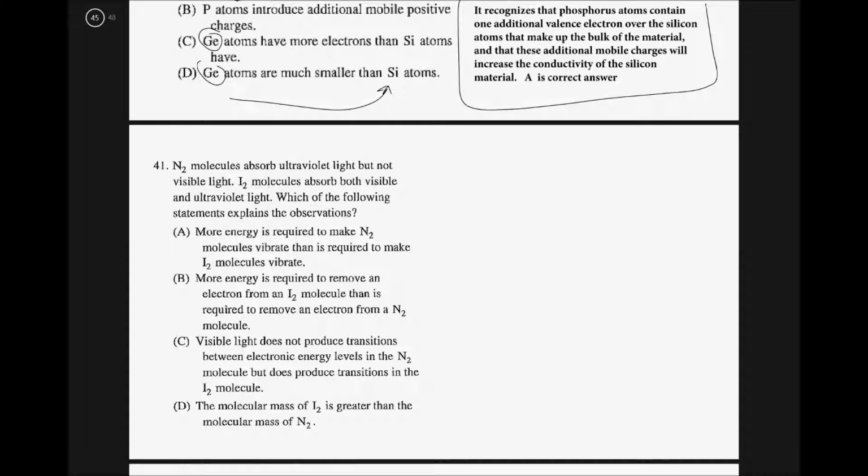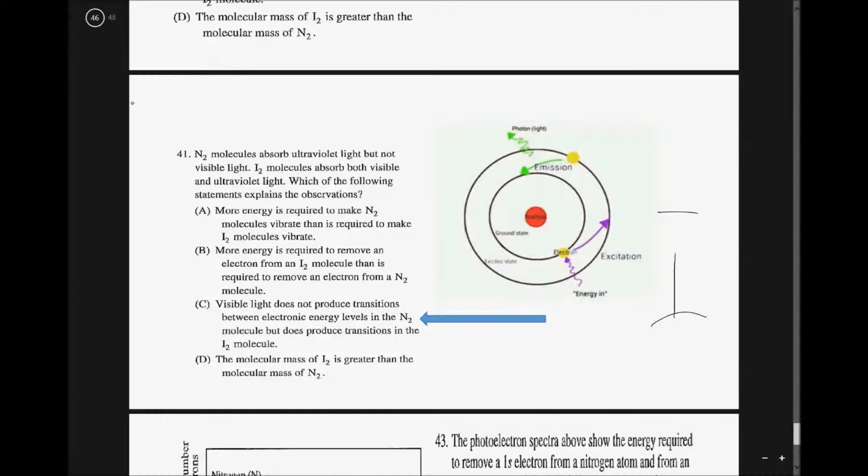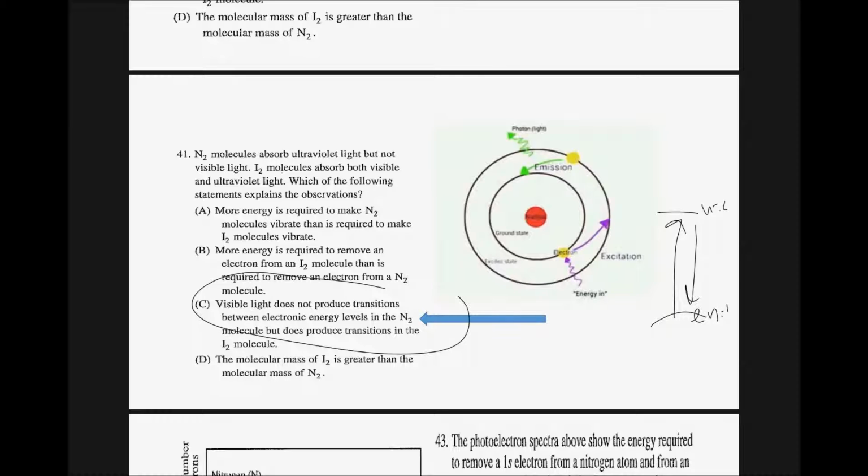N2 molecules absorb ultraviolet light but not visible light. Iodine molecules absorb both visible and ultraviolet light. Which of the following statements best explains the observations? Of course, we're looking at electrons bouncing up and down between energy levels, n equals 1, n equals 2, and if you look through it, C is by far the best option. Visible light does not produce transitions between electronic energy levels of the N2 molecule. It does produce transitions in the I2 molecule, so it's just talking about going up and down.